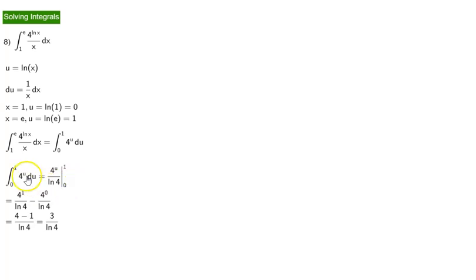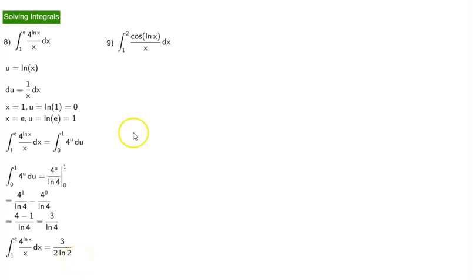And integral from 0 to 1 of 4 to the power of u du is equal to 4 to the power of u by natural log of 4 from 0 to 1. And now we take care of the definite part of the definite integral. 4 to the power of 1 divided by natural log of 4 minus 4 to the power of 0 divided by natural log of 4. So 4 minus 1 divided by natural log of 4, which is equal to 3 divided by natural log of 4. Again, this can be written as 3 divided by 2 natural log of 2.